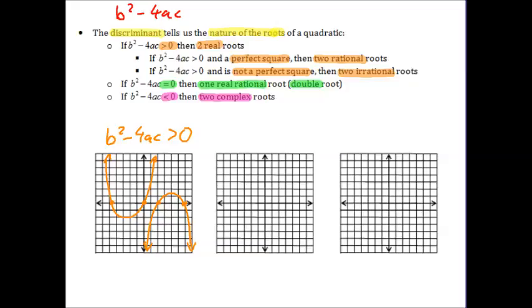If b squared minus 4ac is equal to 0, well, then our parabola would just touch the x-axis and go back up, in this case, or go back down, in this case, and we would only have one root, which we call a double root.